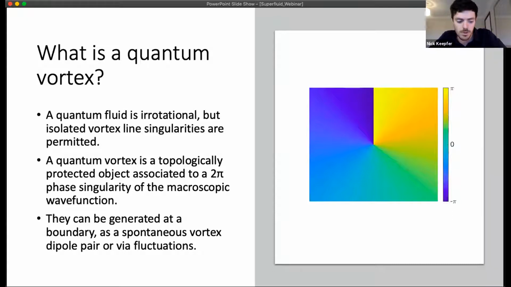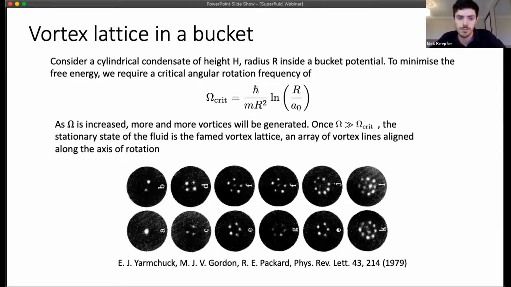It's important to note here that these are topologically protected, and so they must be generated at a boundary, or they must come into effect in a pair event or through fluctuations.